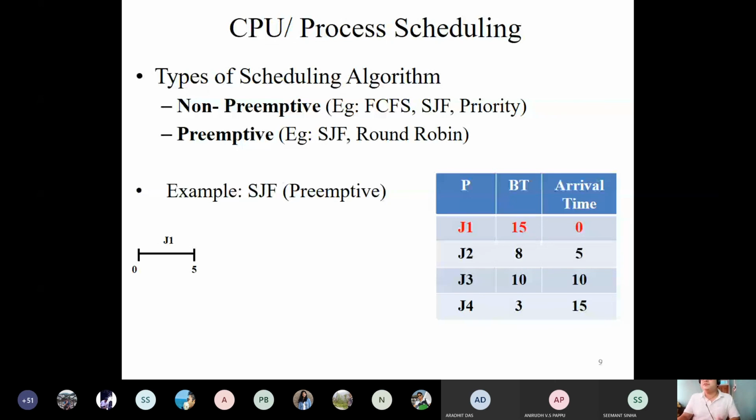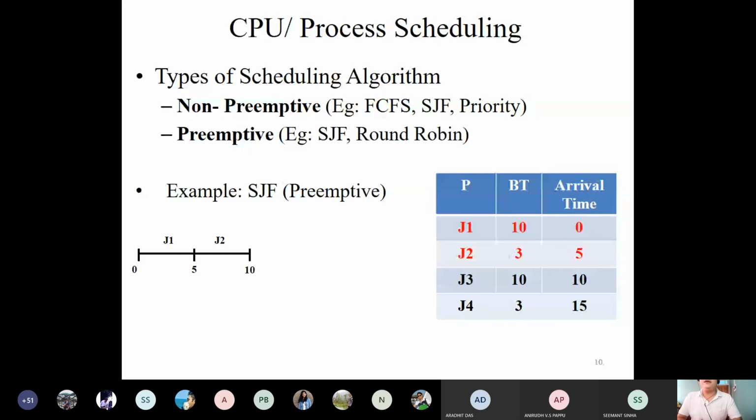So whose burst time is minimum? It's J2 obviously, that is 8. So at time t equals 5, J2 will begin its execution, and I have placed the remaining burst time of job J1 as 10, which you can see in red color. Job J2 has started execution at time t equals 5 by preempting J1. The execution, which was supposed to be 15 units of J1, has been interrupted at time t equals 5 because the algorithm is preemptive.